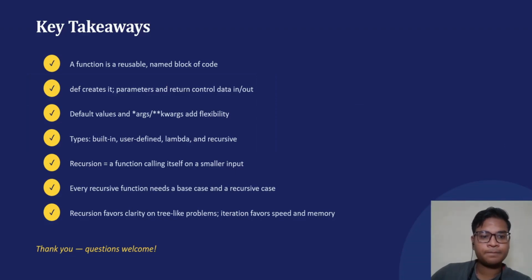Let's talk about some key takeaways. What did we learn today? First, a function is a reusable named block of code. Second, def creates it, and parameters and return control data in and out. Third, default values, *args and **kwargs give flexibility, handled as tuples and dictionaries. And the types: built-in, user-defined, lambda, and recursive. I hope you clearly understand all four types.